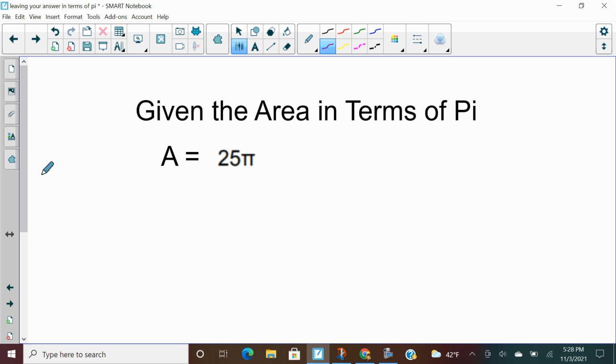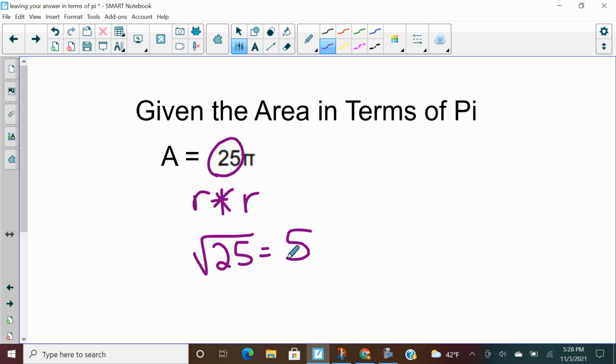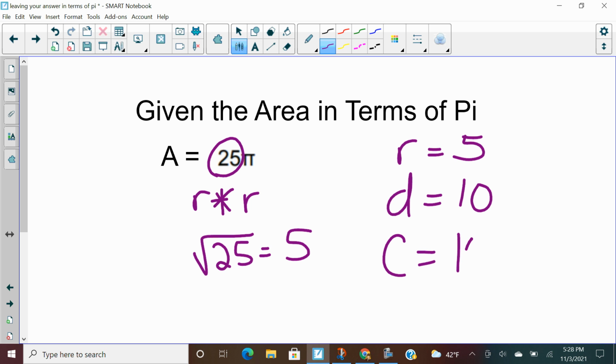This one says given the area in terms of pi. So the number in front of pi is what I got when I did r times r. To work backwards, I find the square root of that. The square root of 25 happens to be 5. So that means I know my radius is 5. That makes my diameter 10. And then my circumference is just 10 pi because it's diameter times pi.